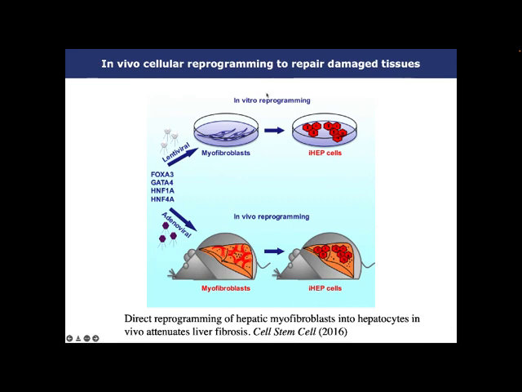So in vitro reprogramming is also possible. Using lentivirus, myofibroblasts can be converted to iHep cells in vitro, and we can use these two-dimensional cells for investigating the mechanism of liver disorders, or to screen drugs for liver therapeutics.